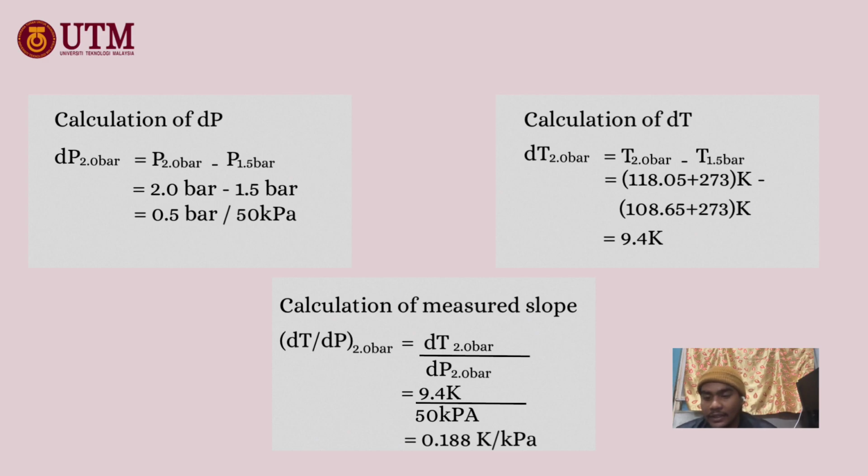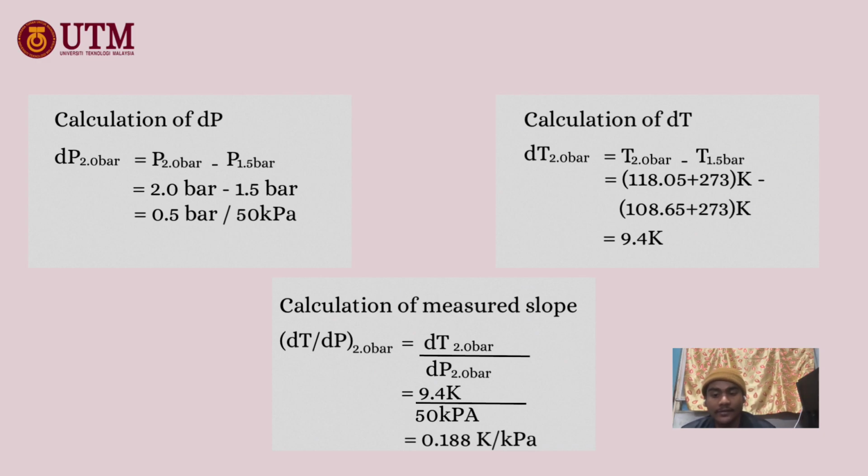Next, we have the calculation of delta T. To calculate the delta T, we use the formula: delta T at 2.0 bar equals temperature at 2.0 bar minus temperature at 1.5 bar, also in absolute pressure. In the example, we have 118.05 plus 273 to convert it into Kelvin, minus 108.65 plus 273, also converted into Kelvin, and we get 9.4 Kelvin.